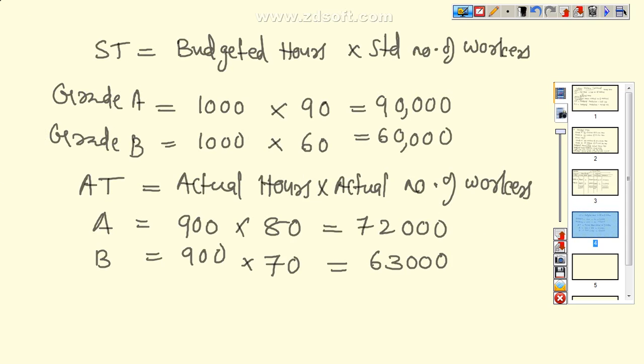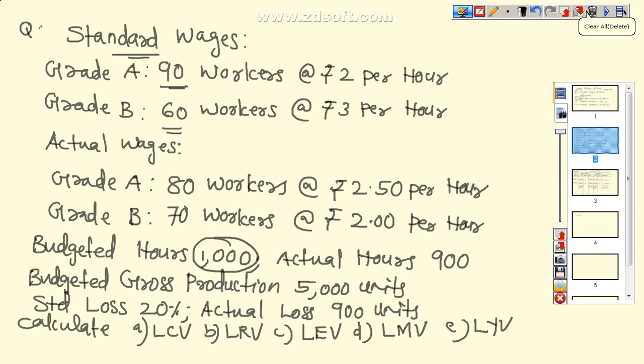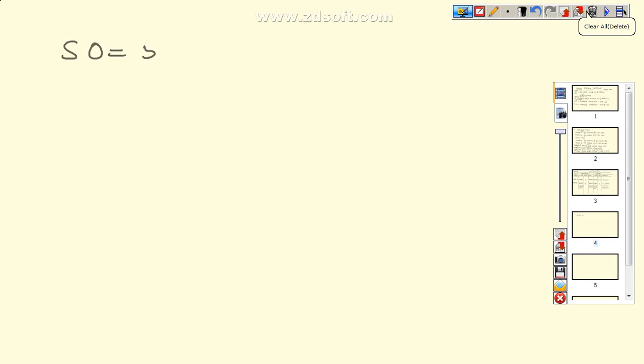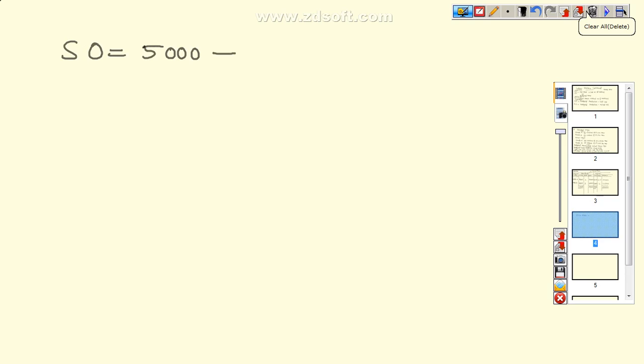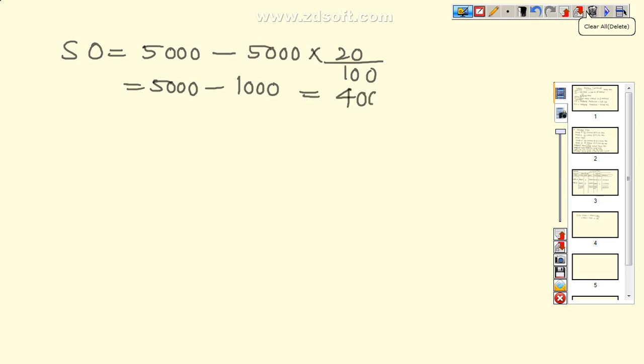After this we calculate standard output. Standard output is equal to budgeted production, that is given in the question. Budgeted production is equal to 5,000 units minus standard loss, which is given as 20%. So we calculate 5,000 multiplied by 20 upon 100, that is equal to 5,000 minus 1,000, which is equal to 4,000 units.